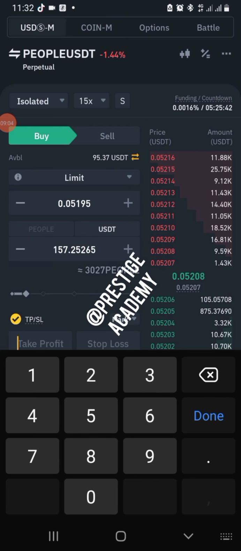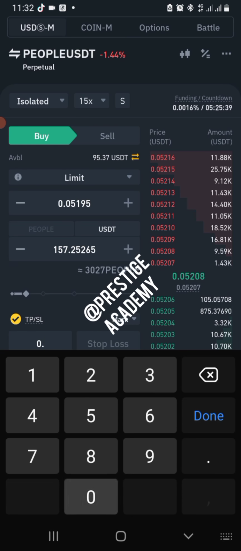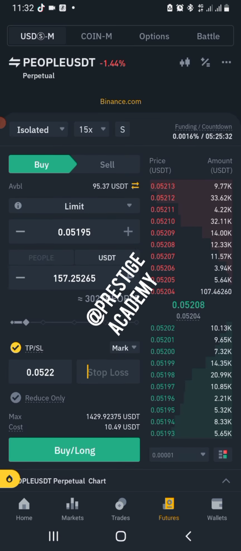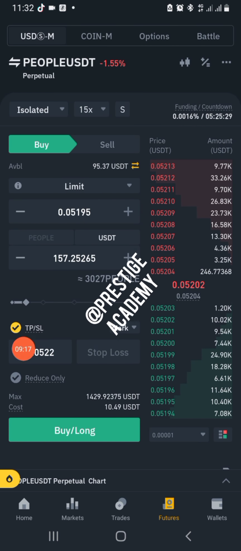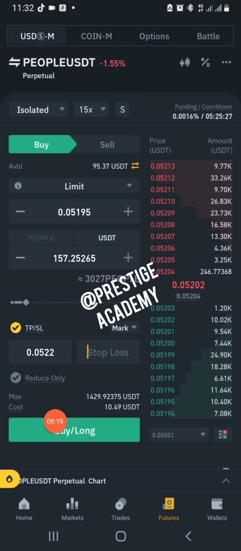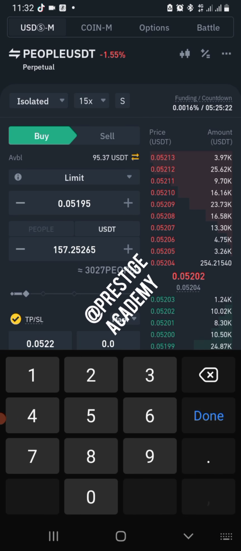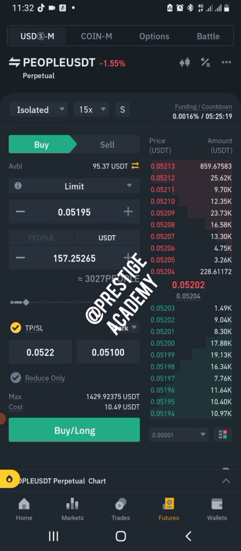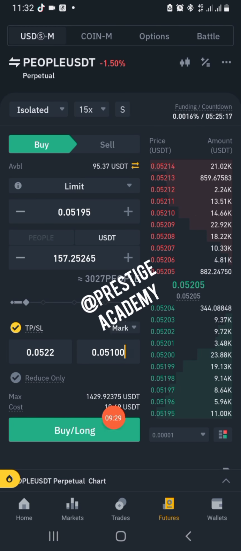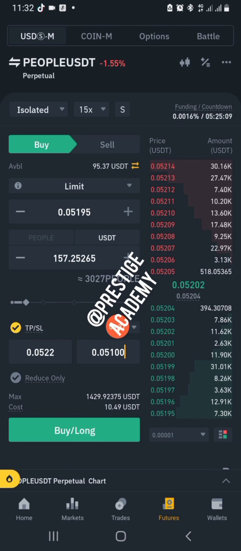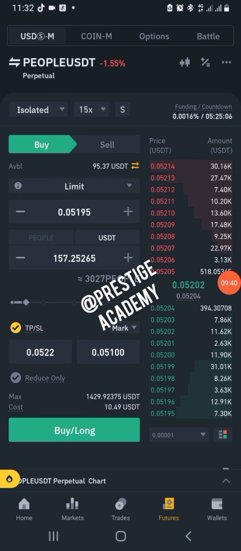Now our take profit ratio will be 0.5 to 2. Once this coin pumps to this level, 0.0522, it should pick the trade. Now let's set our stop loss at 0.0519. This is our stop loss. Once this trade drops to 0.05100, it should close the trade. I'm no longer interested in the trade because I'm okay with the loss that I'll make by then. Now let's click on buy and see what happens.